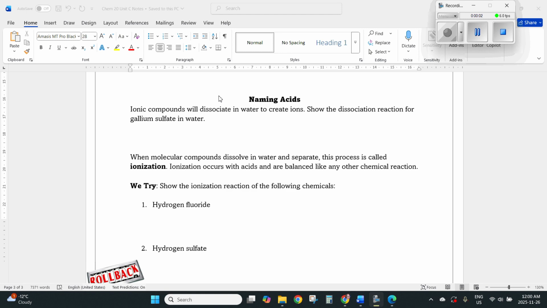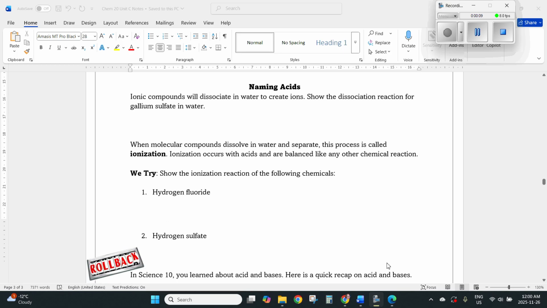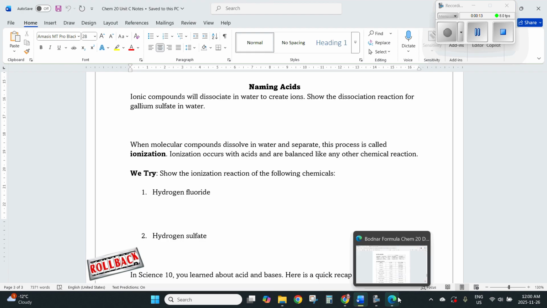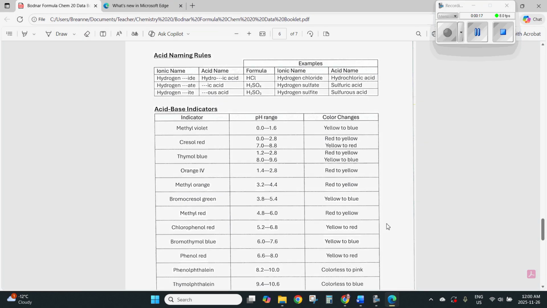Okay, welcome to Naming Acids. You will need your notes package open to page 32 as well as your data booklet. Your data booklet needs to be open to page 5. Top of page 5 has the rules for naming acids.